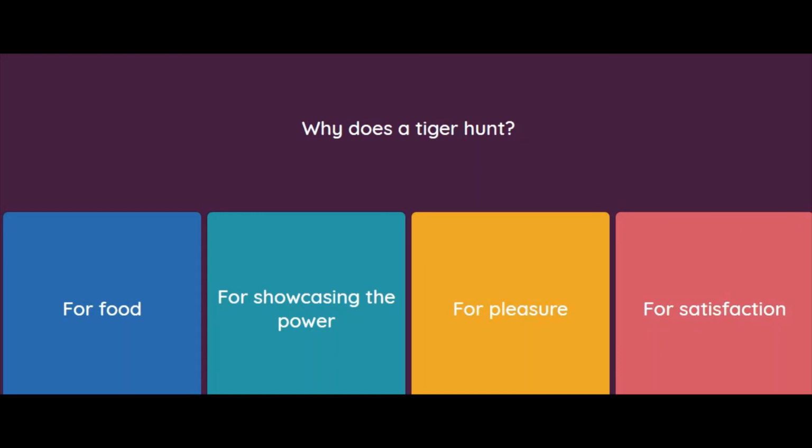So the last question for this is, why does a tiger hunt? For food, for showcasing the power, for pleasure, or for satisfaction? Again, an easy one. Tiger only hunts for food.